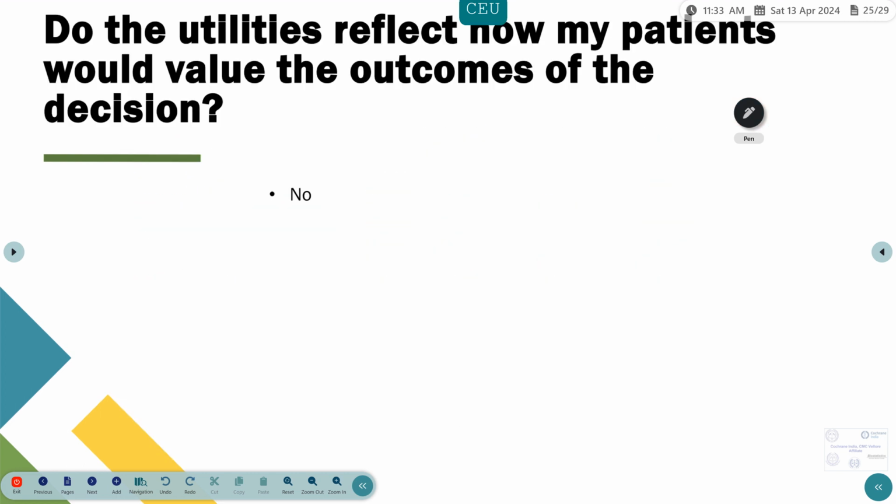Do the utilities reflect how my patients would value the outcomes of the decision? The utilities here which we consider are sensitivity and specificity, which is not something patients understand. So the answer for this will be no.